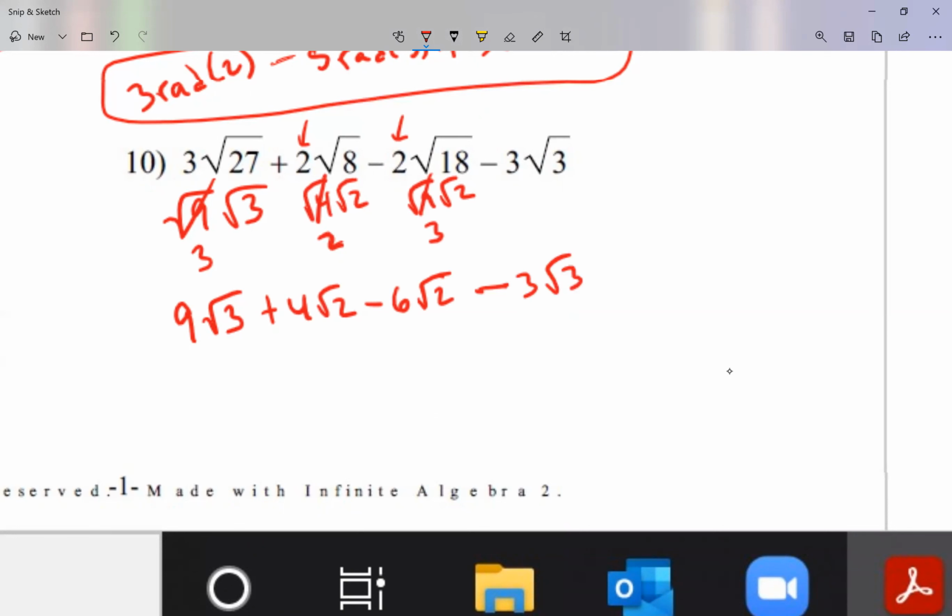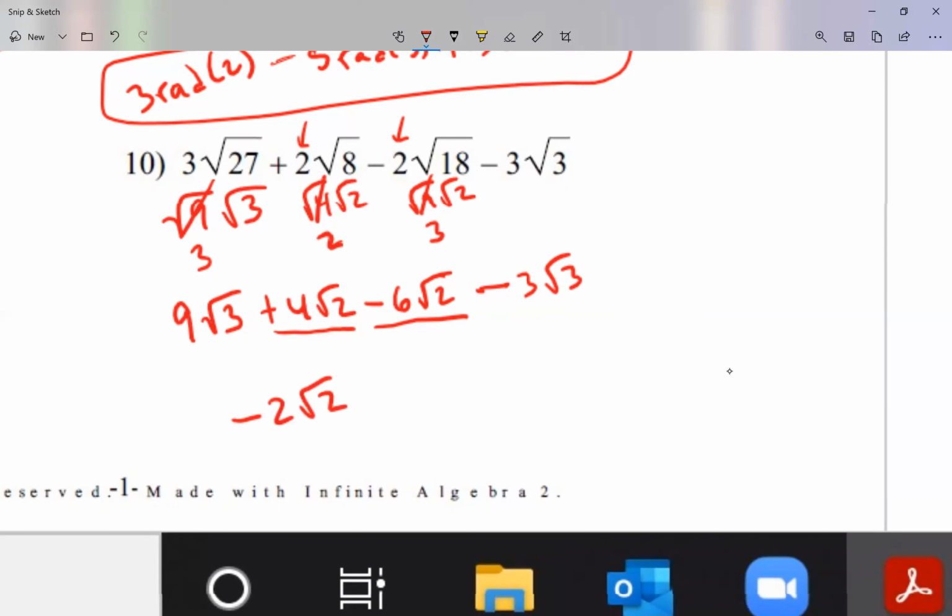Simplify your radicals first. Now let me combine like terms. These two have the same radical. I'm just going to combine the coefficients: 4 minus 6, or 4 and a negative 6. It's going to give me negative 2 radical 2.